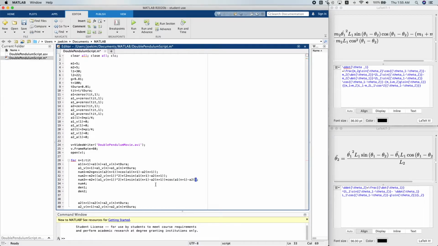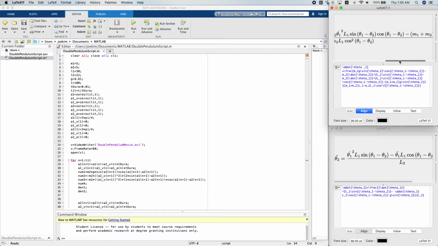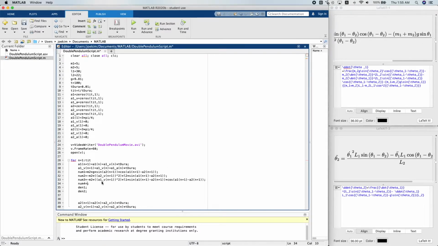Now this is a tedious process, but it is necessary, so don't forget to do this. Because at the end, as I said before, we're defining the n plus 1's term of a1 acceleration, the angular acceleration of a1. We're going to have to define everything in terms of the n plus 1's term of the angular quantities. Let's get num 4. Num 4 is going to be equal to minus m1 plus m2 times g times sine of theta 1. So we have angular 1.